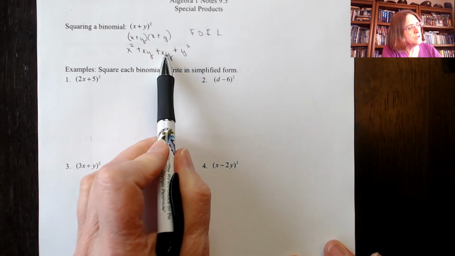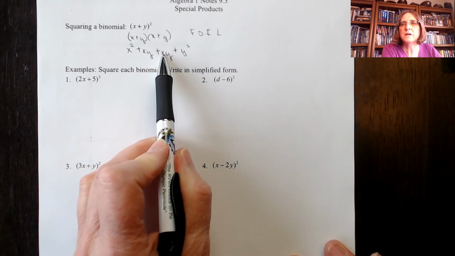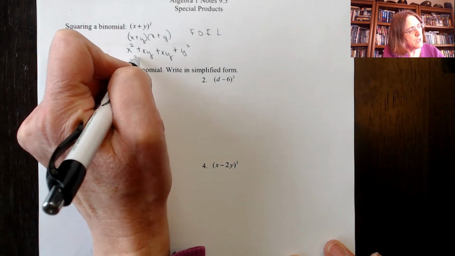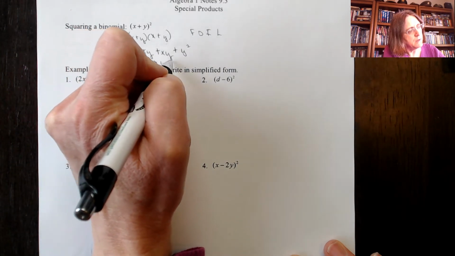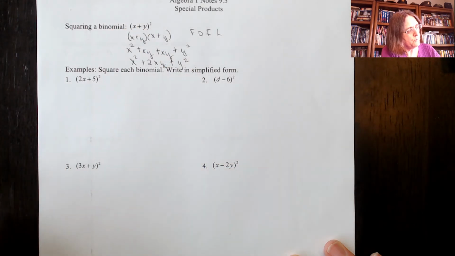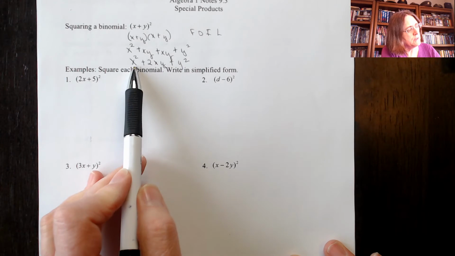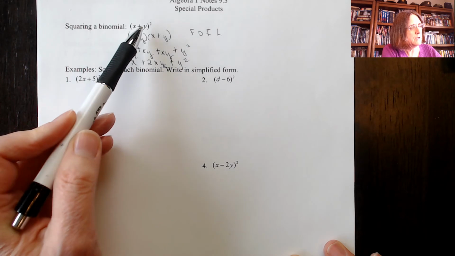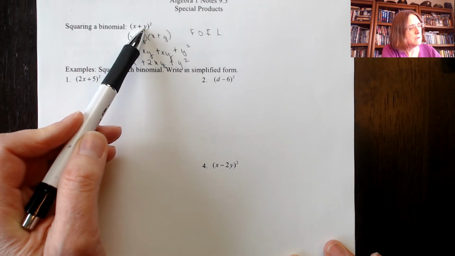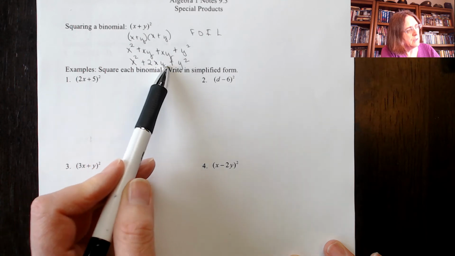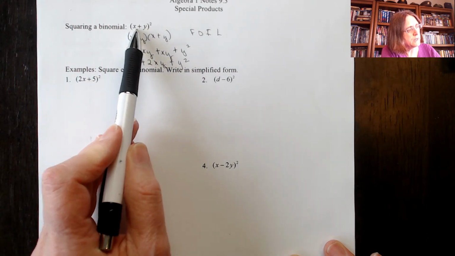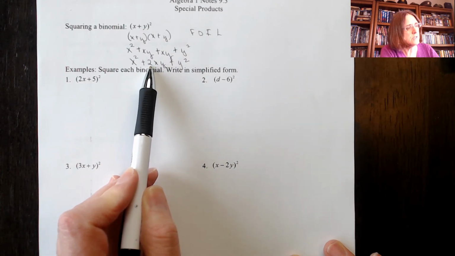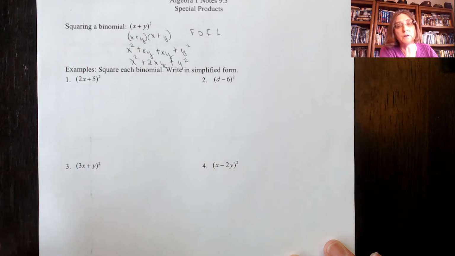Notice that our outer and inner terms are exactly the same. It's as if we doubled them. There are two xy's. So this simplifies to x squared plus 2xy plus y squared. When we look at the pattern, we see that the x squared is the same as our first term squared, and the y squared is our last term squared. And the 2xy is taking our first and last terms, x and y, multiplying them together and doubling them. So this is our pattern when we have a squaring of a binomial.